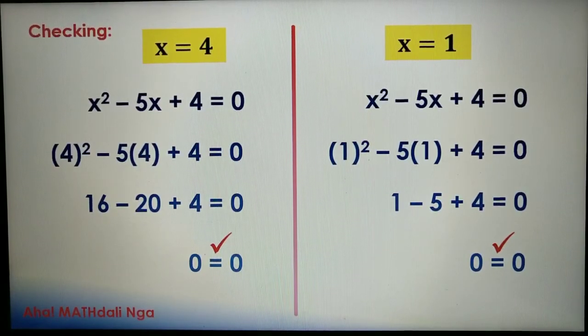Since the two values satisfy the given quadratic equation, we can really say that positive 4 and positive 1 are the solutions of the given quadratic equation. Another example.